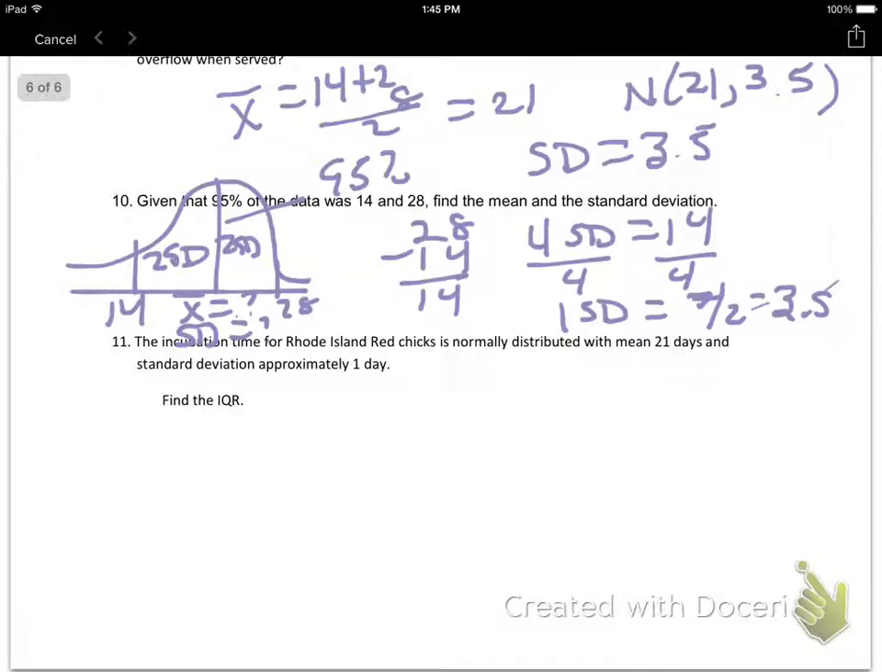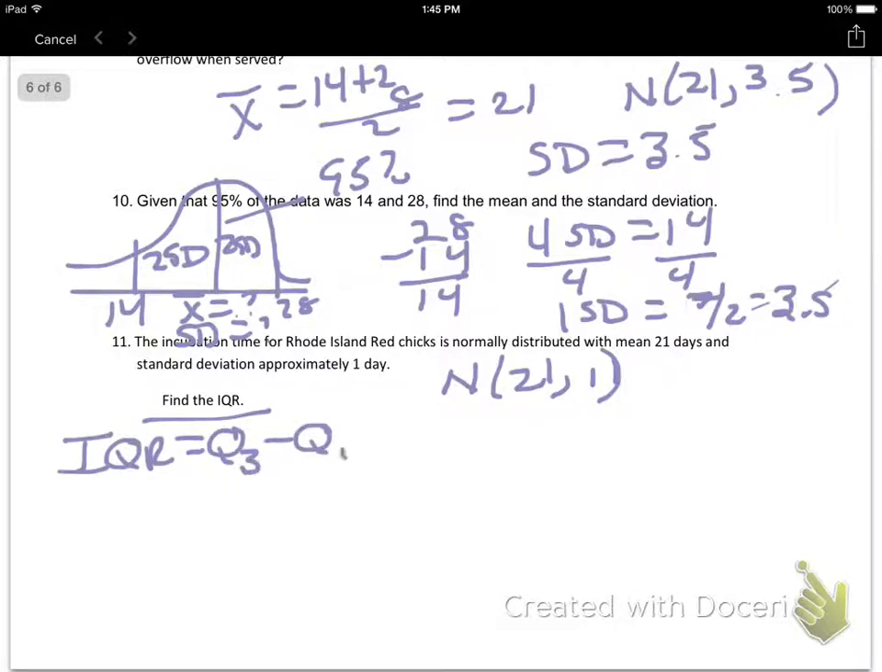Okay, here we have a mean for chicks. So the mean is 21 days and the standard deviation is 1. And they want us to find the IQR. Well, remember that IQR is simply Q3 minus Q1, which is 75% minus 25%. All right, so if I was to go find 75%, that's 1.67, and therefore 25% has a z-score of negative 1.67. Now, I need to go see if that's correct, because I am doing this by memory.